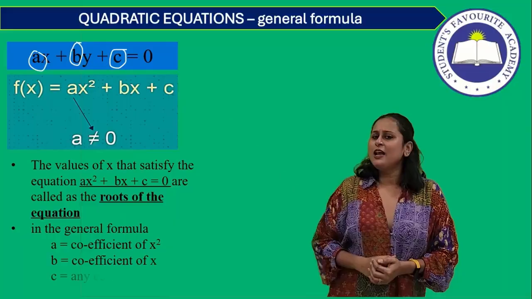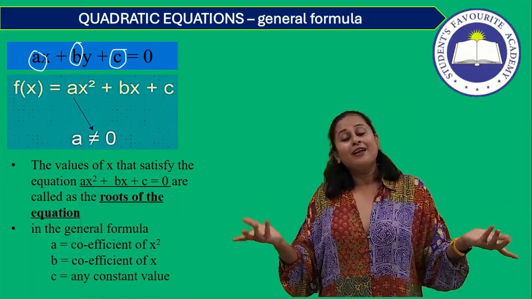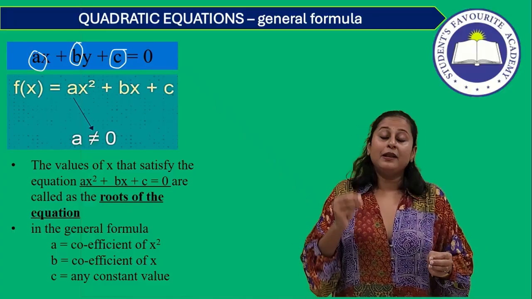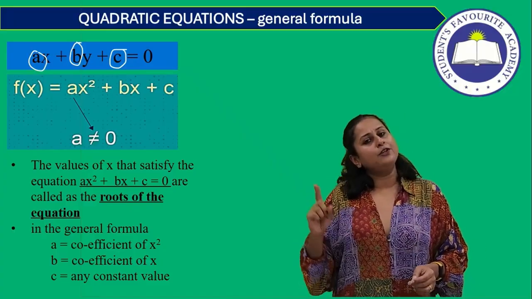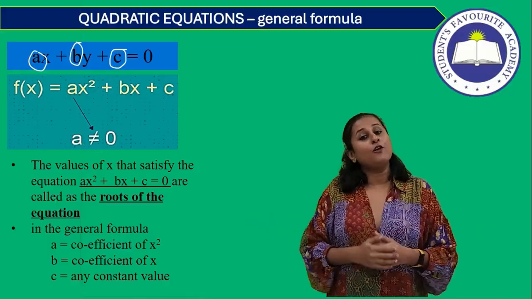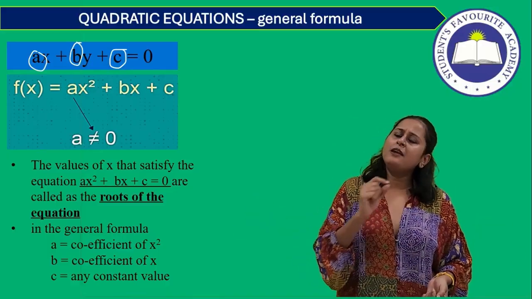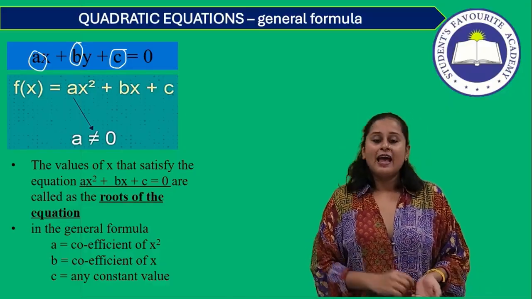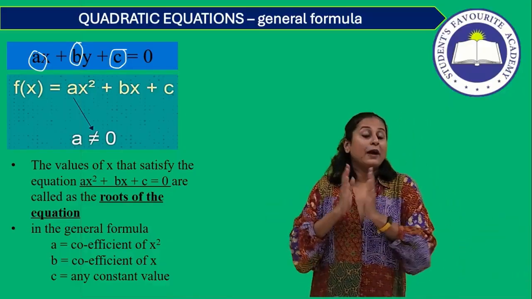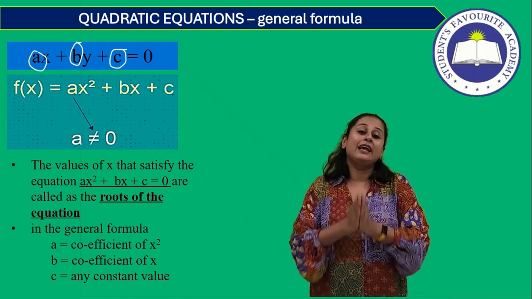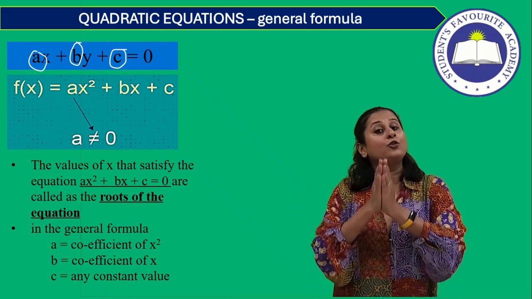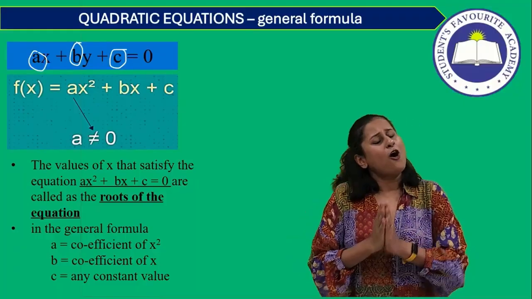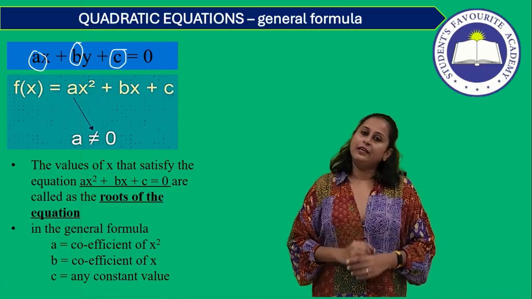What is the general formula of a quadratic equation? ax square plus bx plus c is equal to 0 can be the general form of a quadratic equation, where a and b are the coefficients of x square and x respectively and c is a constant. So by solving these equations we get the values of x, which means they are the roots of the equation or the zeros of the given equation.